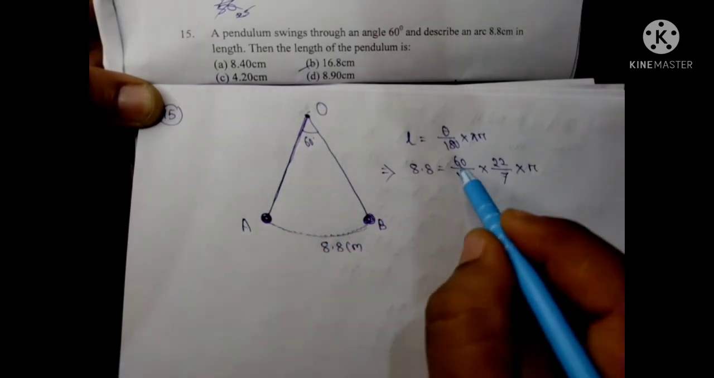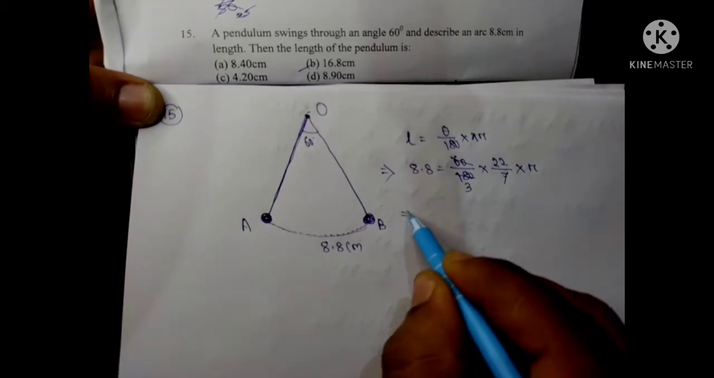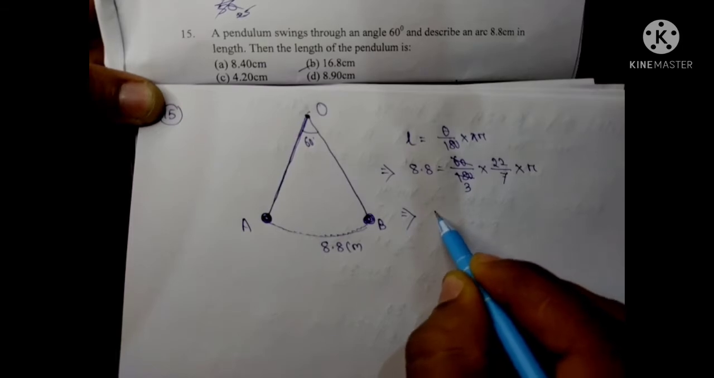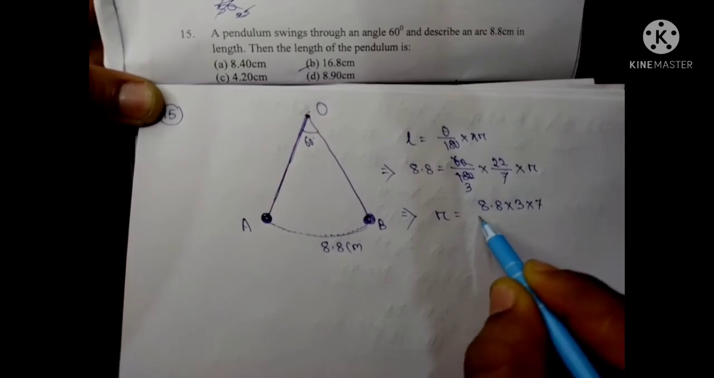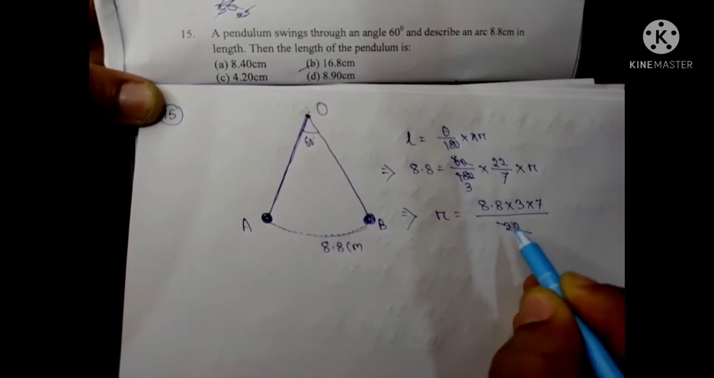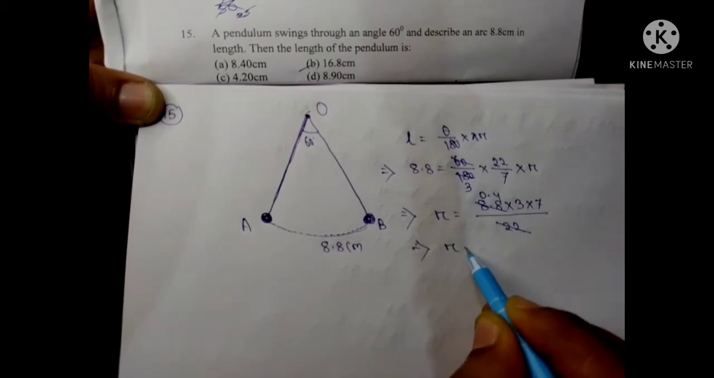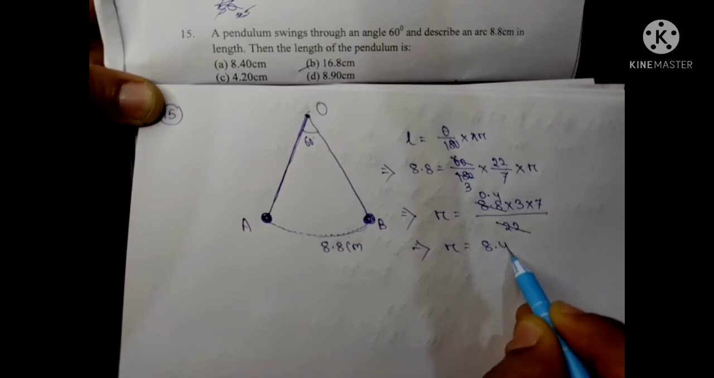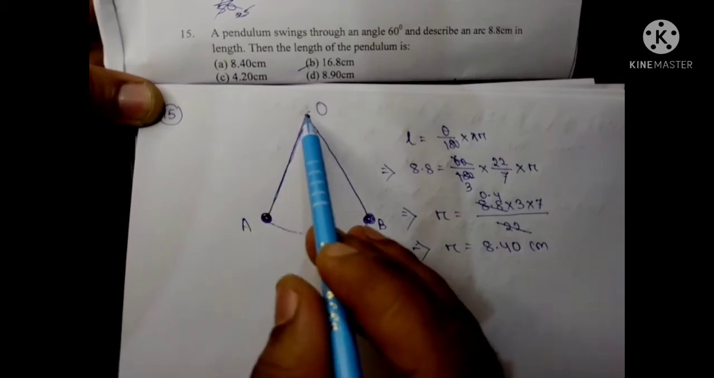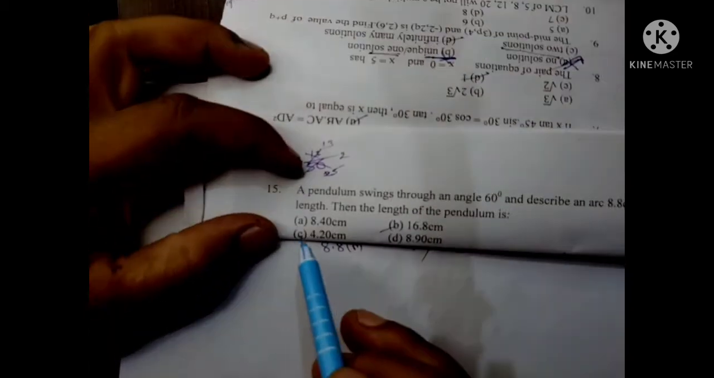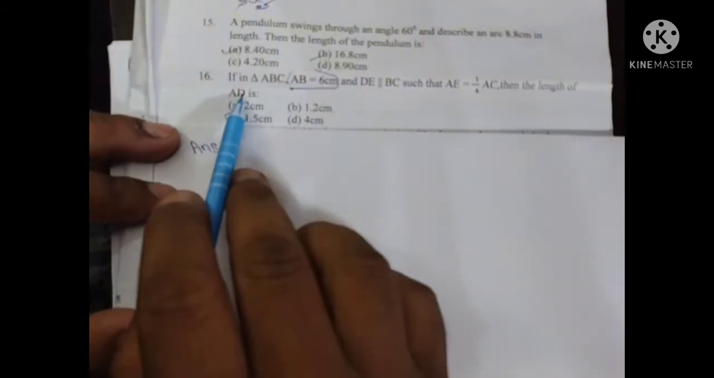Now divide 60 with 180, it becomes 3. So that implies that r is equal to 8.8 into 3 into 7 by 22. Divide 22 with 8.8, it will be 0.4. Then r is 8.4, that is 8.40 centimeter. This is the required answer. So here option A will be the answer, 8.40. Students, now move to question number 16.